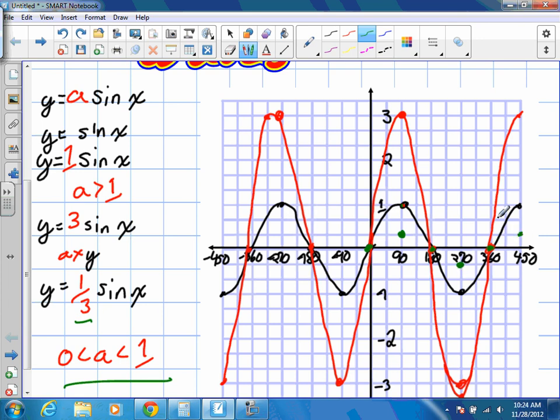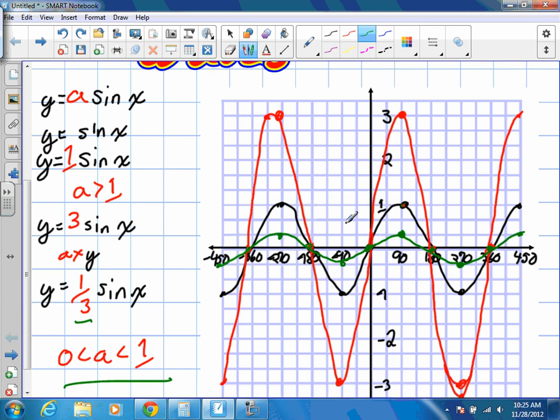This green graph has been compressed from our original one in black. It's only a third as high. The waves only go up a third as high as before, as opposed to when we multiplied by 3, where it goes up 3 times as high. Continue that pattern, and we have the whole wave. So far, a relatively simple idea.